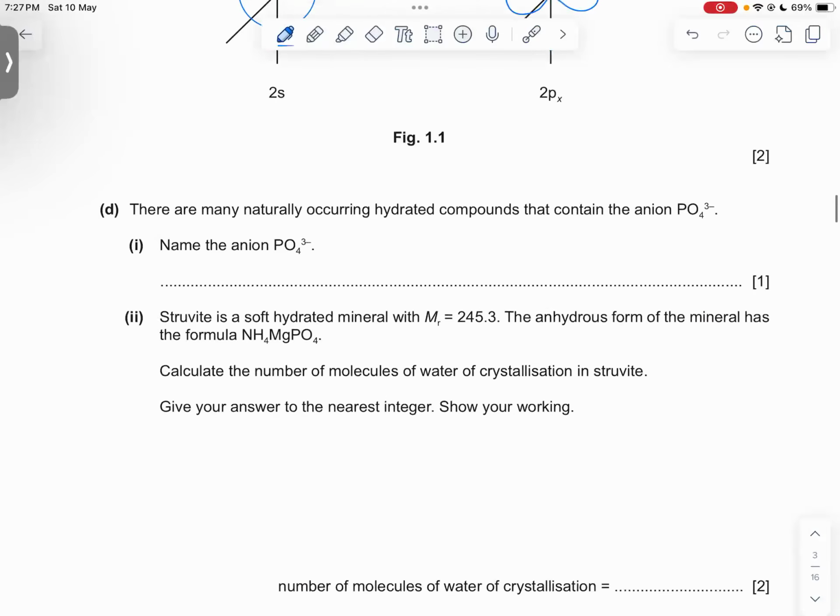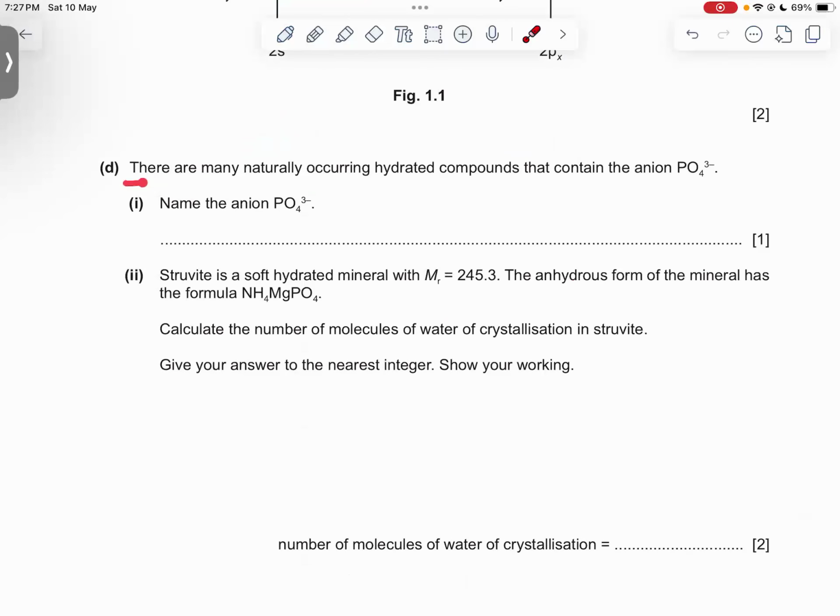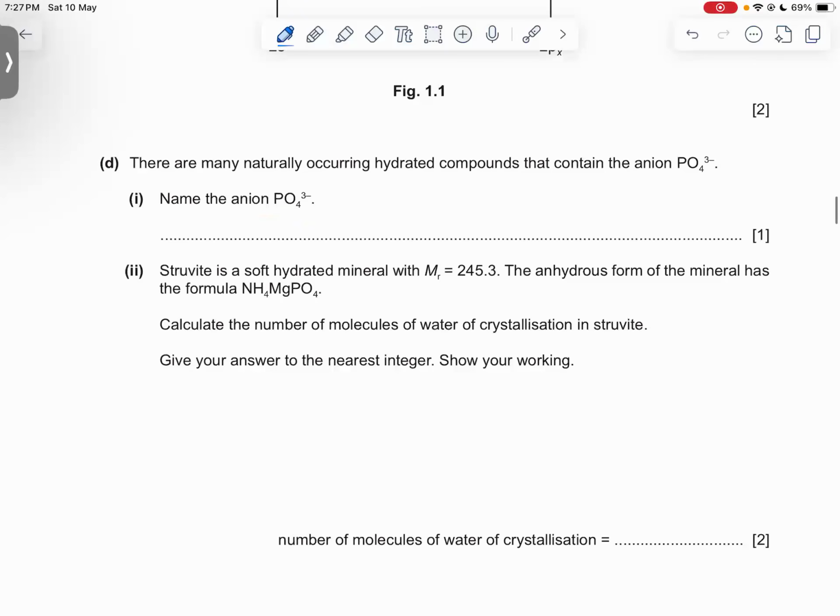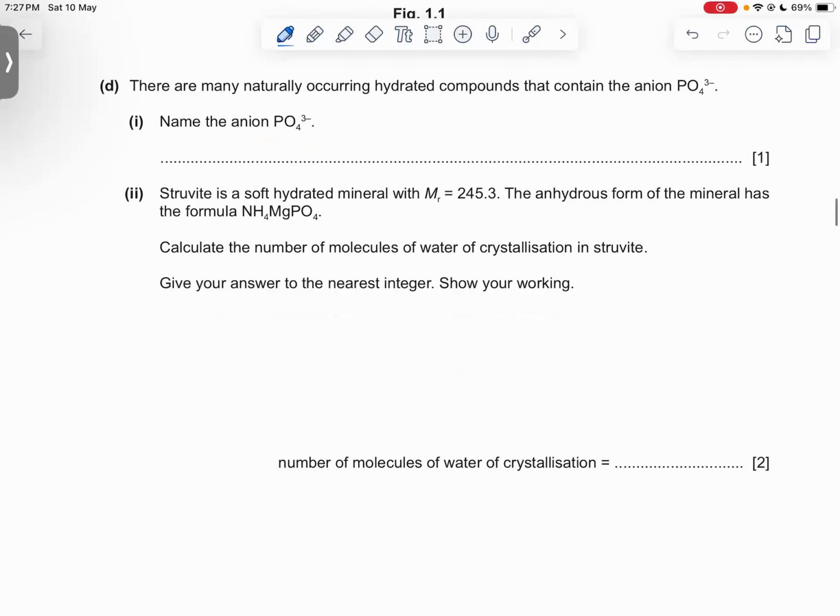All right, next question. There are many naturally occurring hydrated compounds that contain the anion phosphate. Name the anion phosphate. Okay, so it is phosphate, PO4 3-, and you have to mention the oxidation number of phosphorus, P.